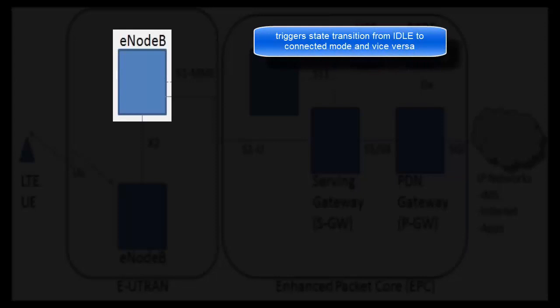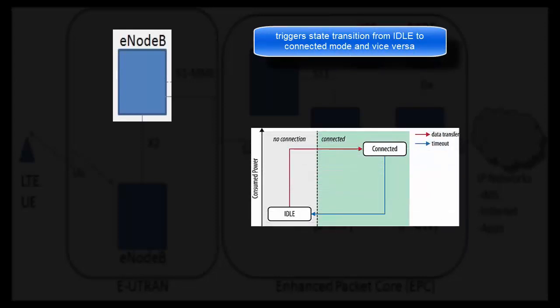Second task is eNode B triggers state transition in the UE. eNode B switches UE from RRC idle to RRC connected state and vice versa. eNode B does this state transition based on the volume of the data transmitted by UE. When there is no data flow for a certain period of time, eNode B switches UE to RRC idle state. In RRC idle state, there is no RRC connection. As soon as there is data to be sent in UE, UE triggers RRC connection setup process.